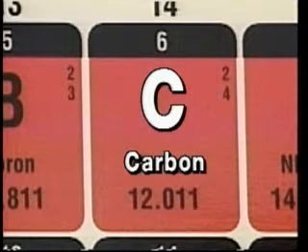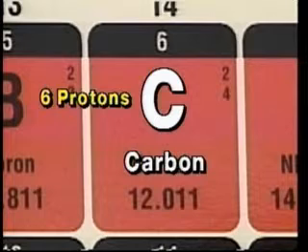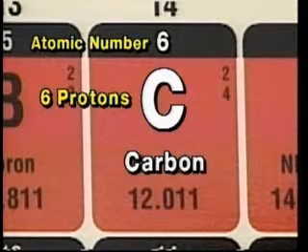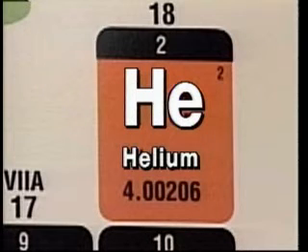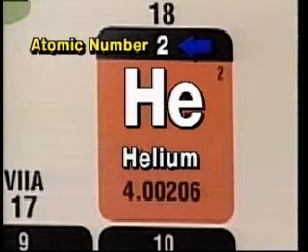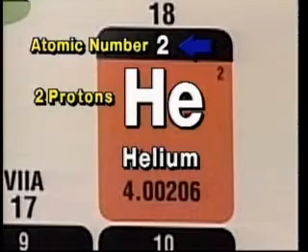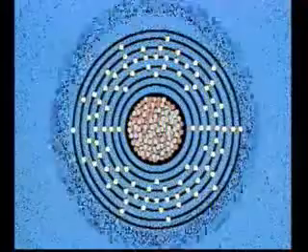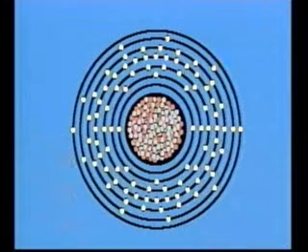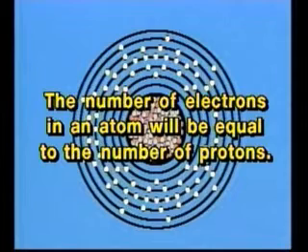The element carbon, for example, has 6 protons, thus giving it an atomic number of 6. And the element helium has an atomic number of 2, so the number of protons in its nucleus would be 2. The model for atomic numbers also takes into account the number of electrons in an atom, reasoning that since atoms are electrically neutral, the number of electrons in an atom will be equal to the number of protons.